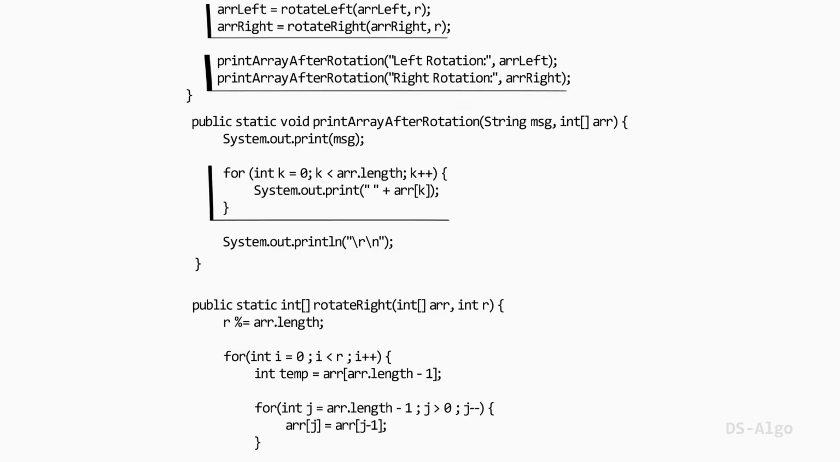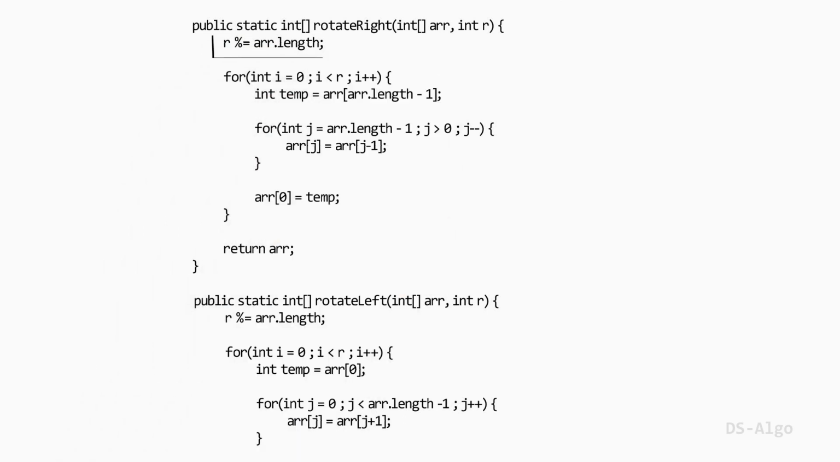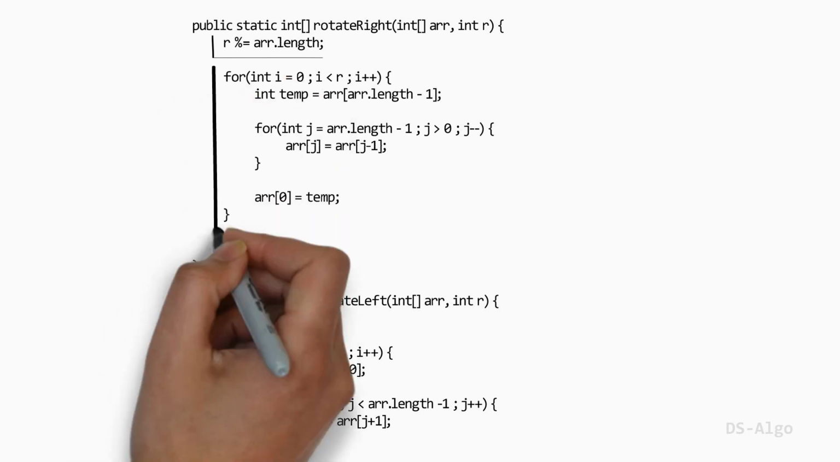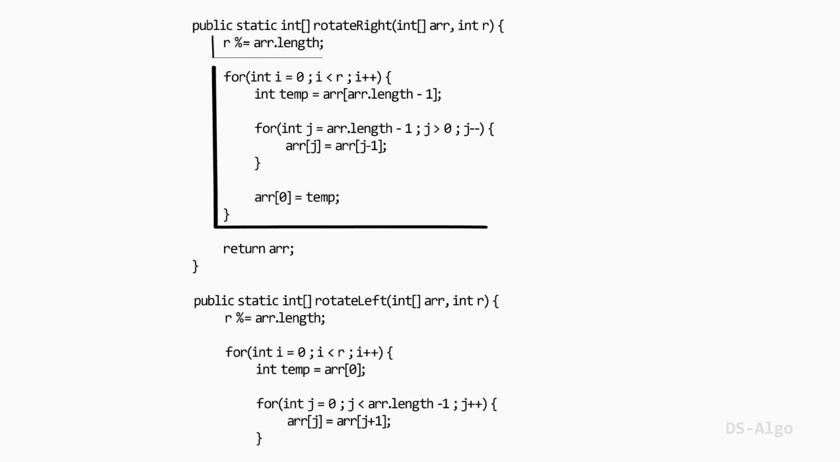Now let's look at the actual implementation for right rotation. This is used to handle if the rotation count is greater than or equal to the array length such that it speeds up the rotation. This outer for loop is used to iterate the array for given rotation count times. Initialize the temp variable with the last element. This inner for loop is used for shifting the array element towards the right direction. Initialize the first element of the array with the temp variable.